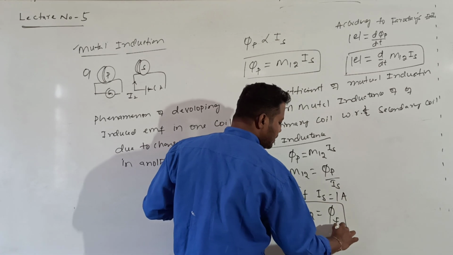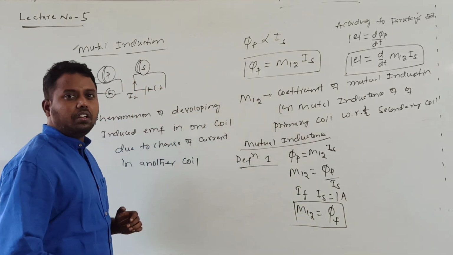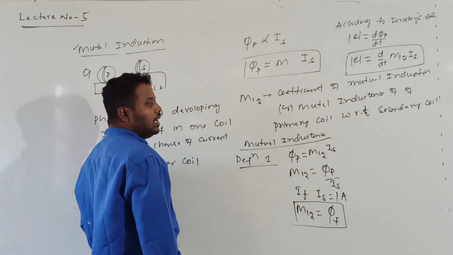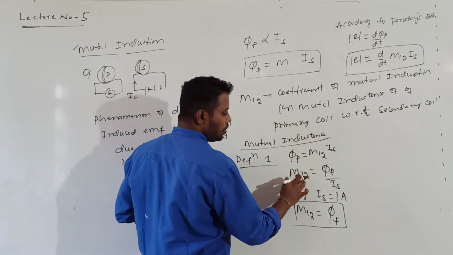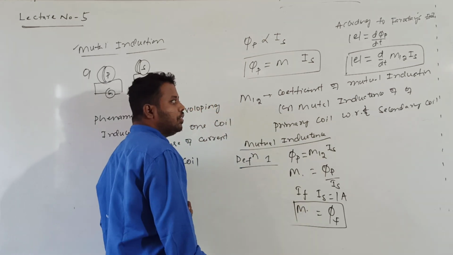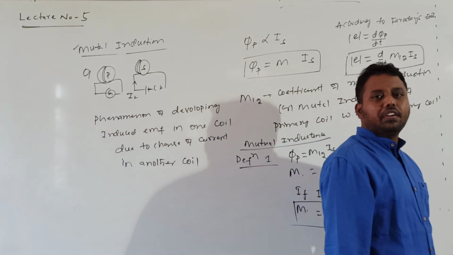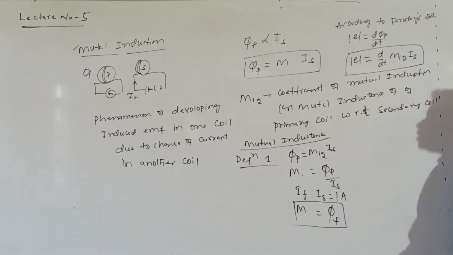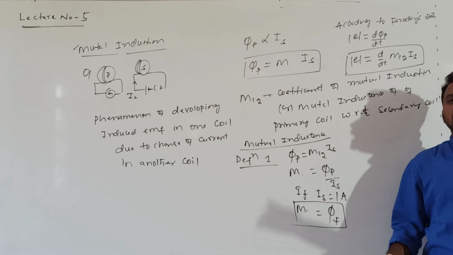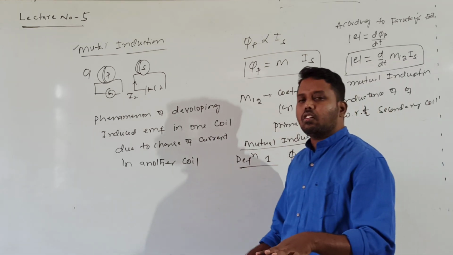Because we showed last time that the M12 value and the M21 value are both the same, can I write this simply as M? If I write it simply as M, here also I will write M. Therefore, the mutual inductance of a coil is numerically equal to the flux linked with the coil due to the passage of 1 ampere current in another coil.